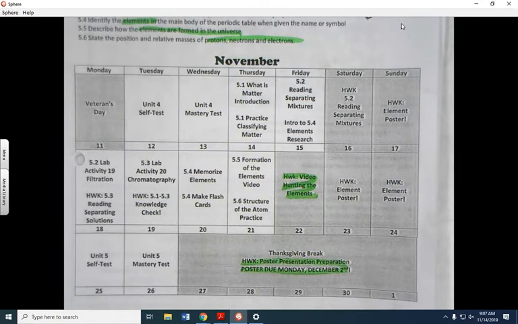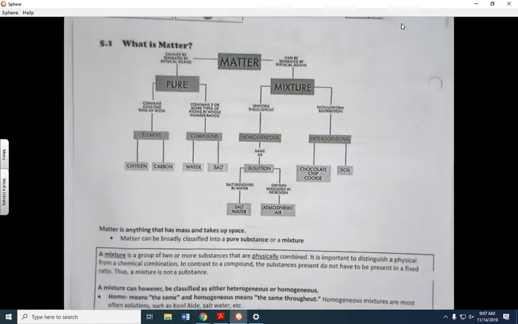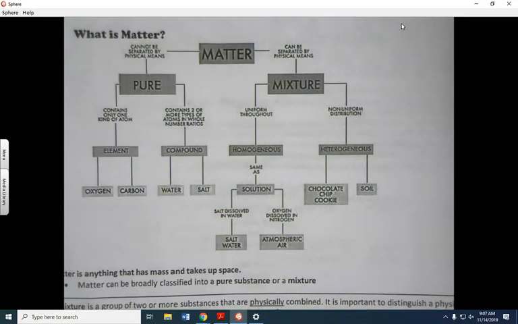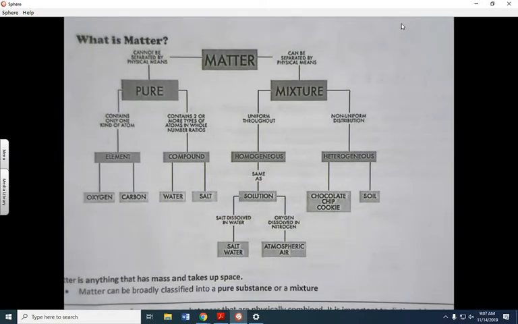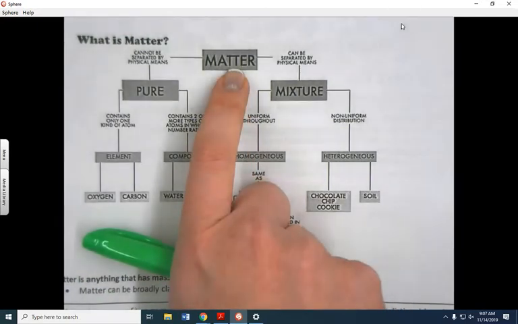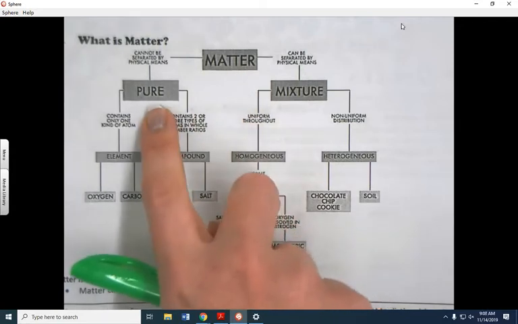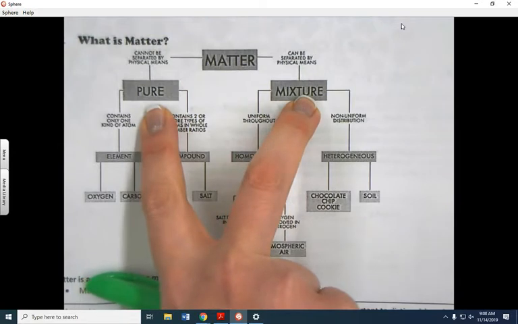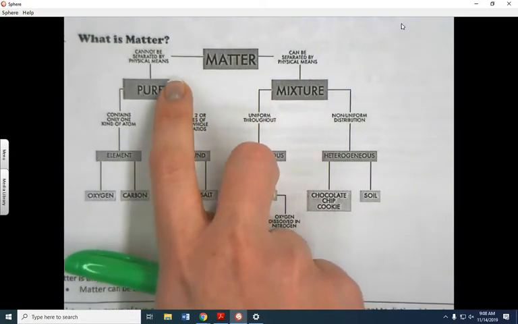On the first section, 5.1, what is matter? This flow chart should guide you in determining what kind of matter you are looking at. So a matter is simply something that has volume and mass, takes up space. It can either be a pure substance or a mixture. You can tell whether it's pure or not as to whether or not it can be separated by physical or chemical means. So a mixture you can usually separate out by using physical means, but if you have to add energy, then that would be a pure substance.